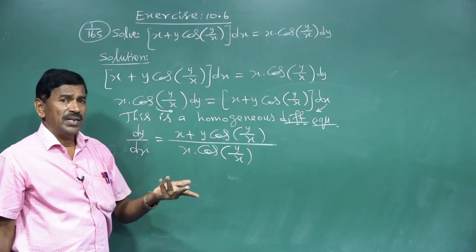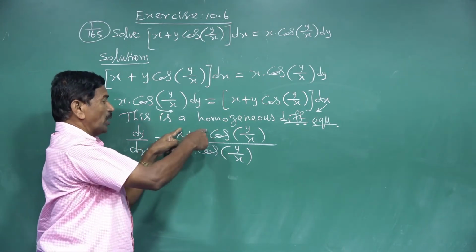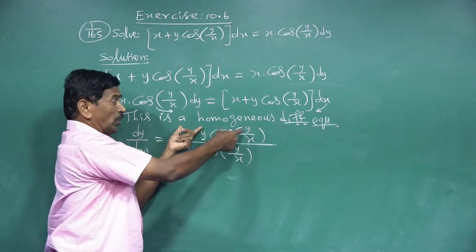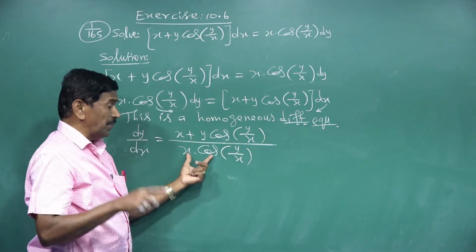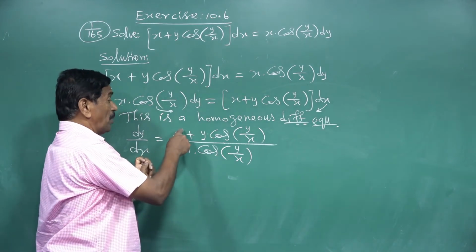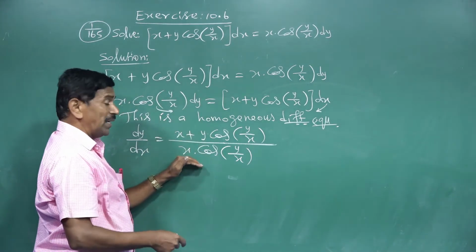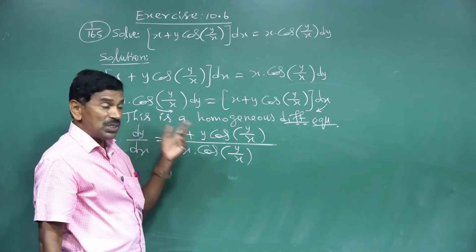And now also one can identify the type. Listen to the numerator: x power 1, y power 1. So power 1, no need to verify the cos ratio. Numerator power 1. Come to the denominator. There is one term where x power 1, no need to verify the cos ratio. So numerator power 1, denominator power 1. So the powers are equal. Therefore, this is a homogeneous differential equation.